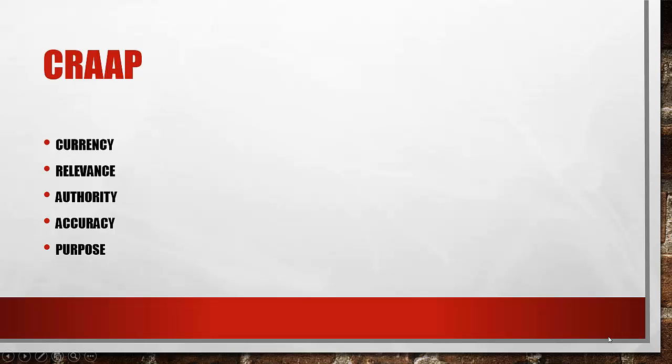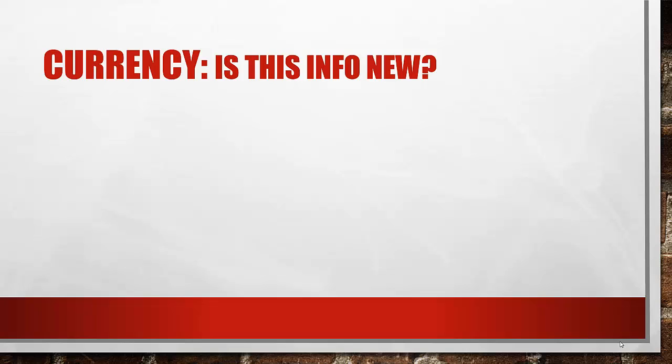What you'll be doing as you're starting your web search is going through each one of these and imagining them as checkboxes. You'll be evaluating each one of these resources based on these criteria. And the first criteria, of course, in CRAAP is currency. So what we're asking for this criteria is, is this information new?